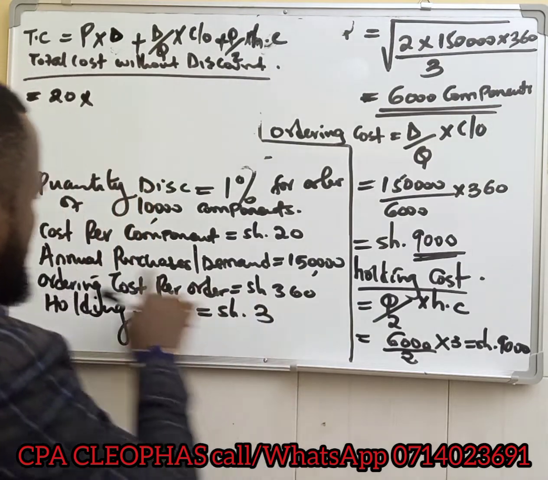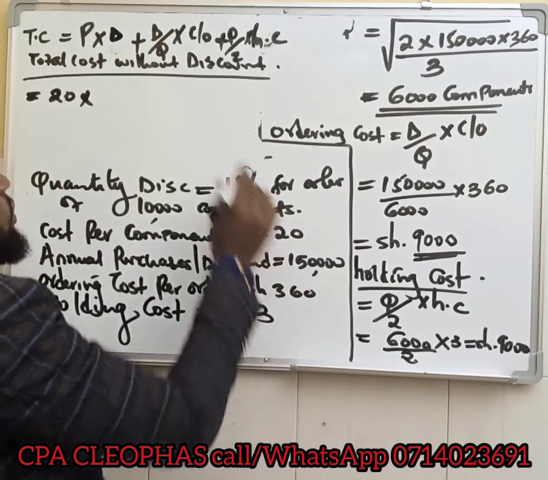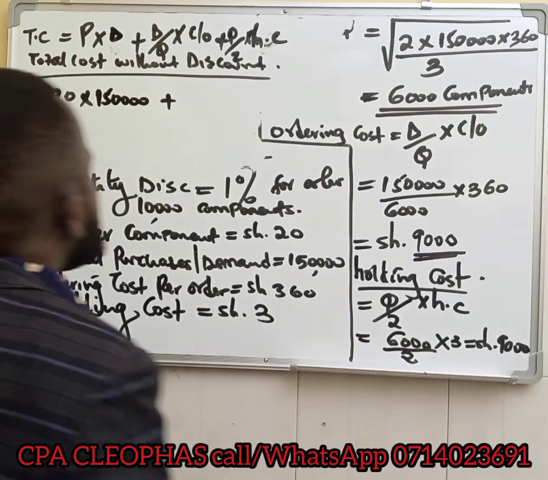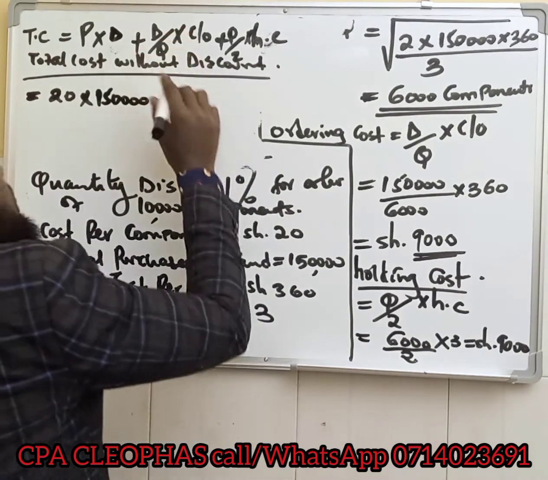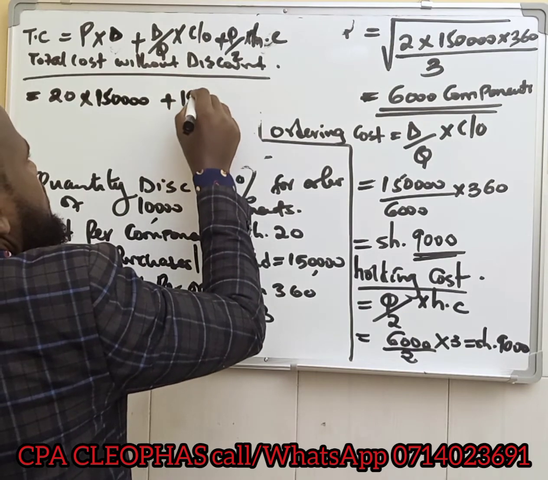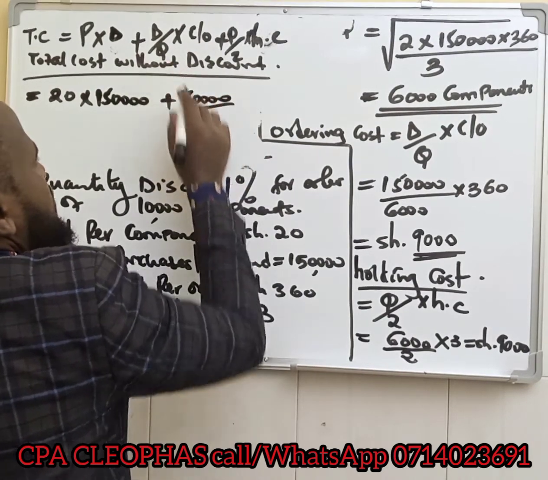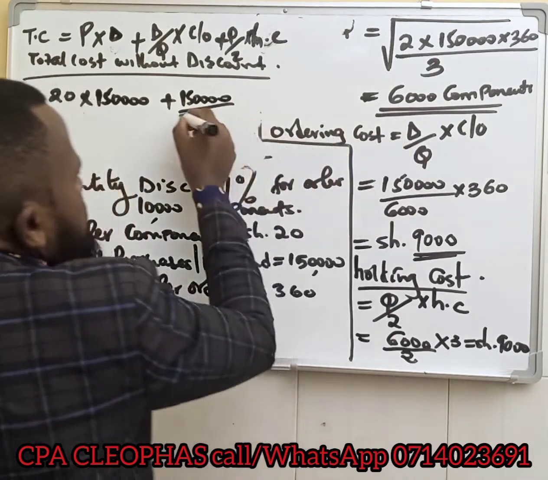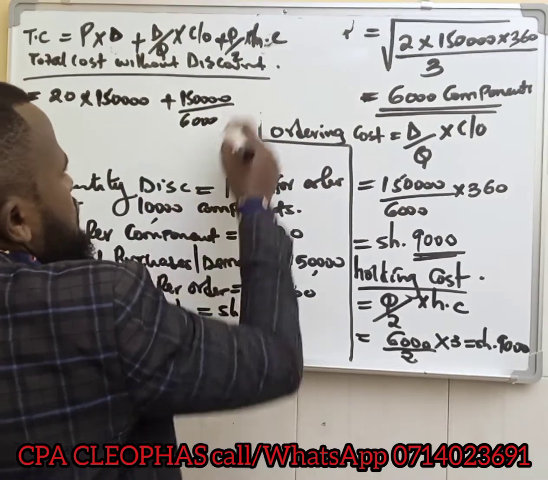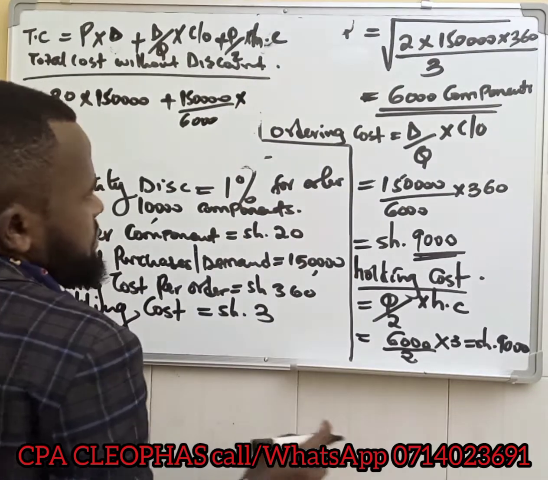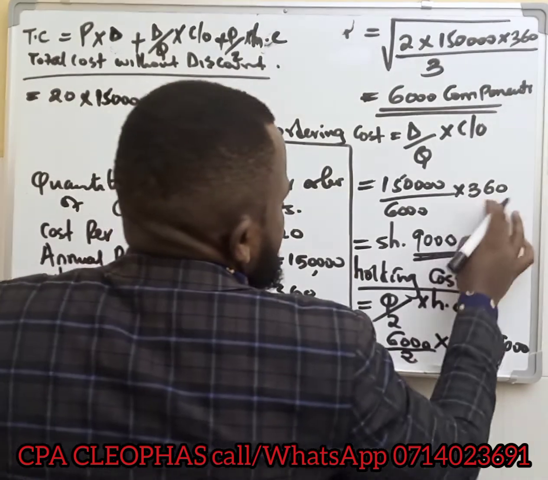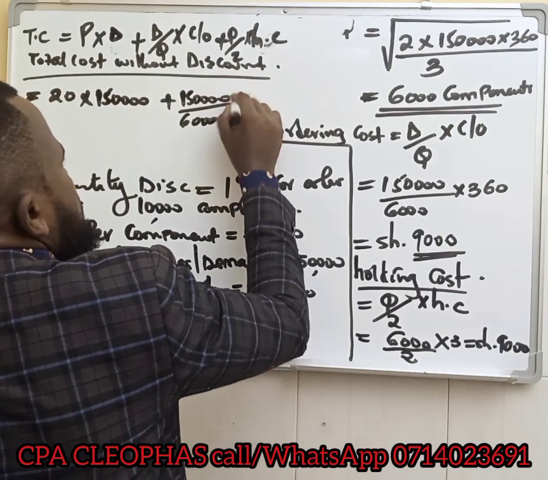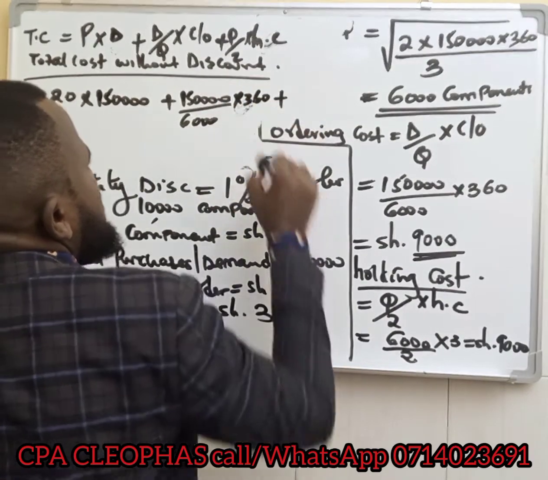The annual demand is 150,000, so times 150,000 plus again this D, 150,000, divided by the Q. Without discount we are going to purchase at EOQ, the optimal 6,000. So our Q is 6,000, times the ordering cost per order, which is 360, which we had already computed.